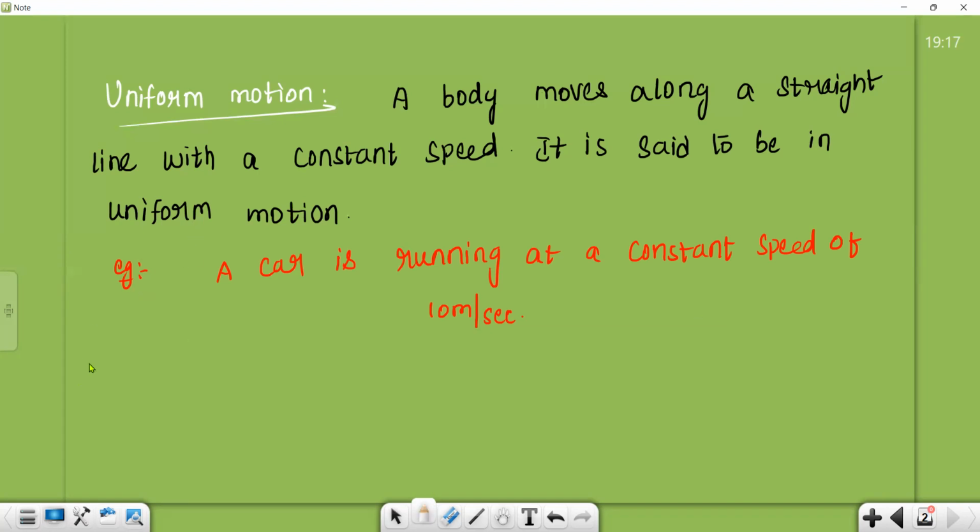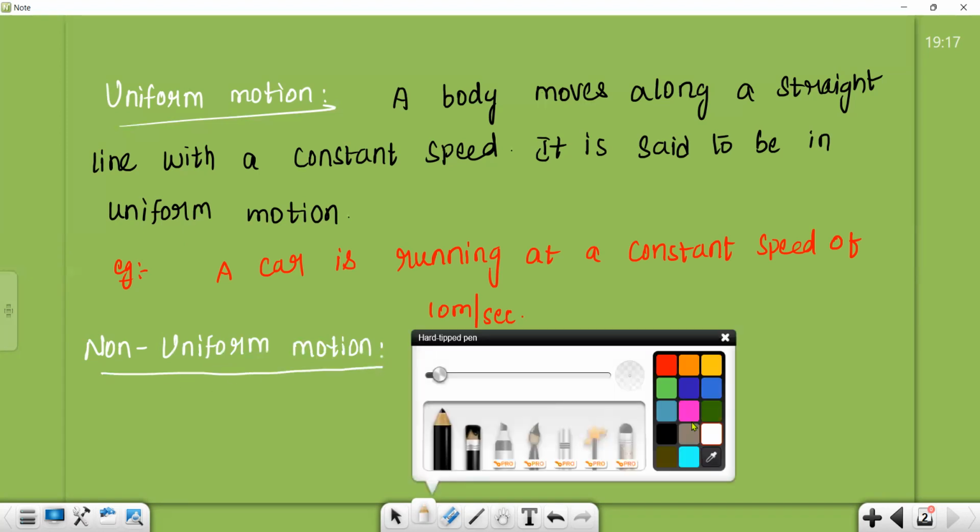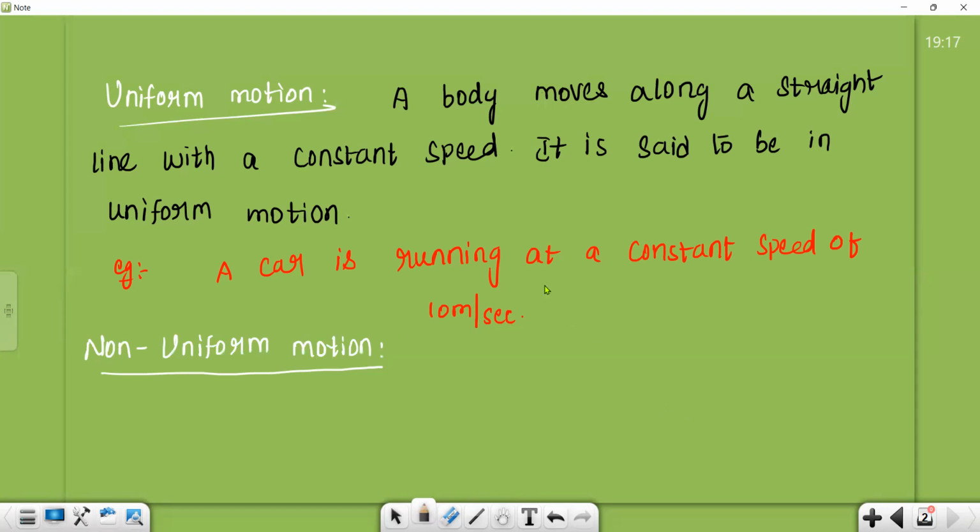Did you get it? What is uniform and non-uniform? Yes, ma'am. A body which does not have a constant speed. So if the speed of the body keeps changing, that is non-uniform motion.